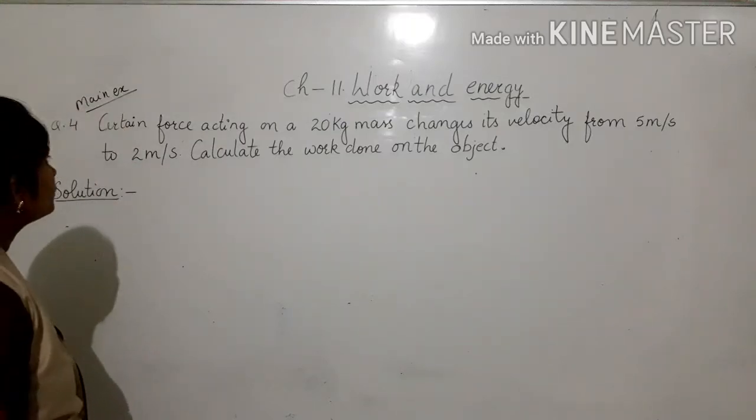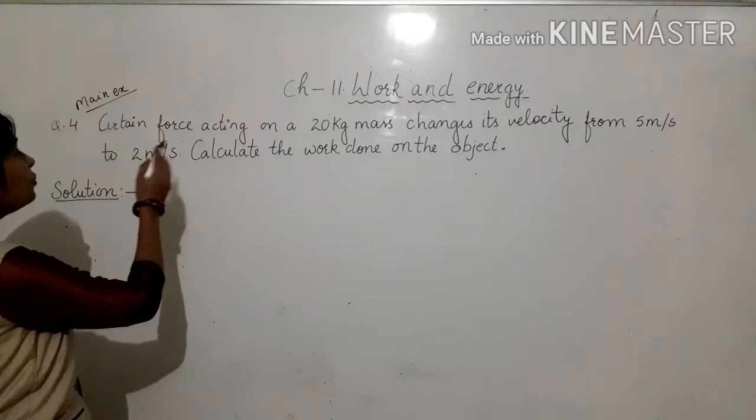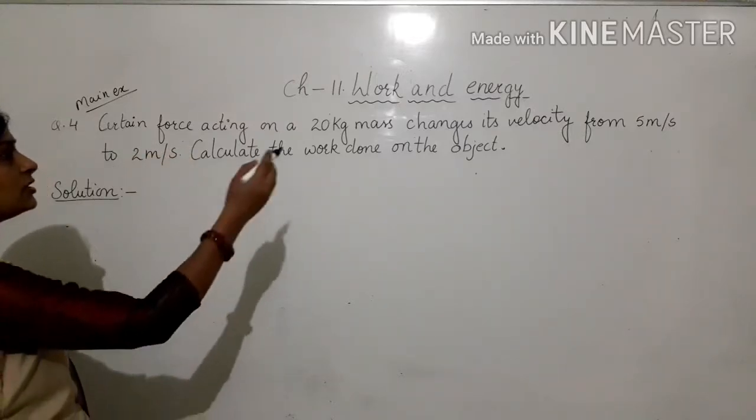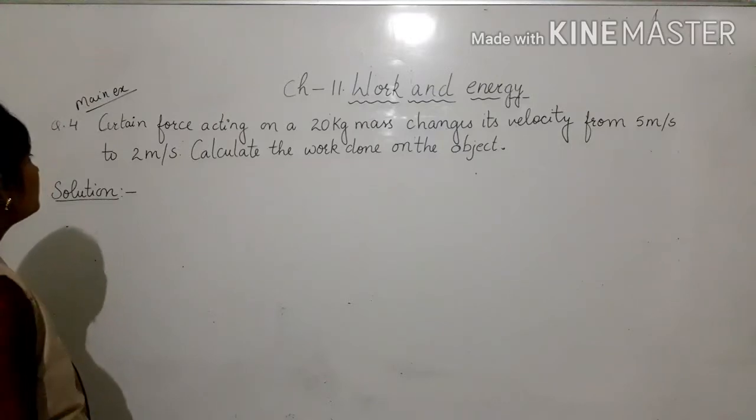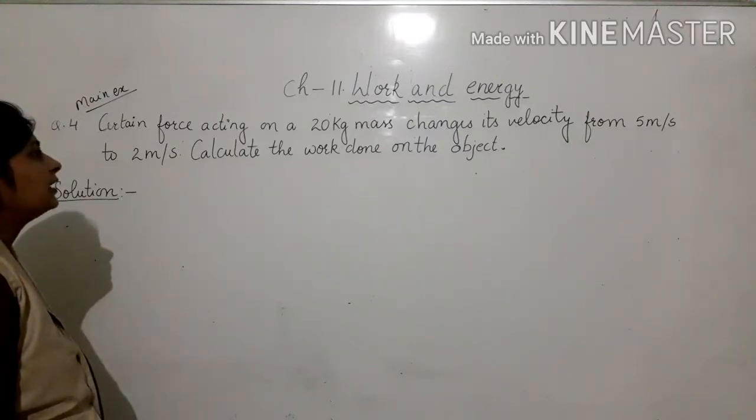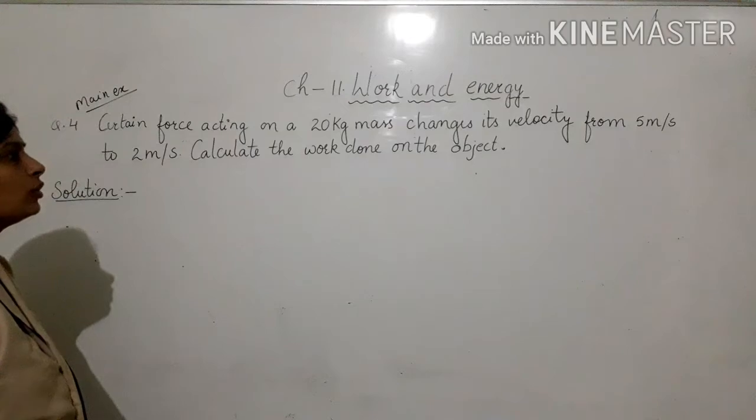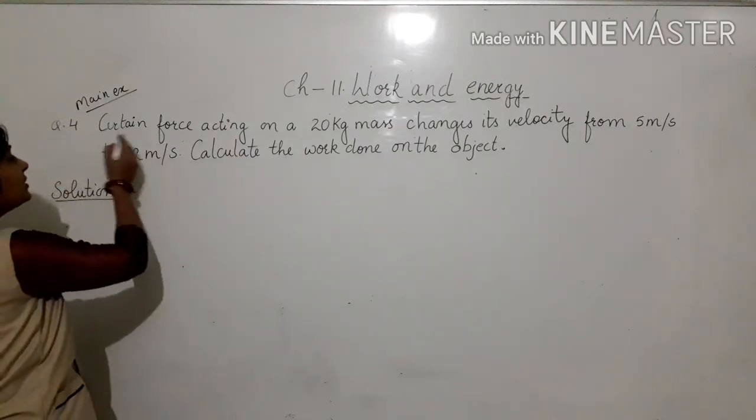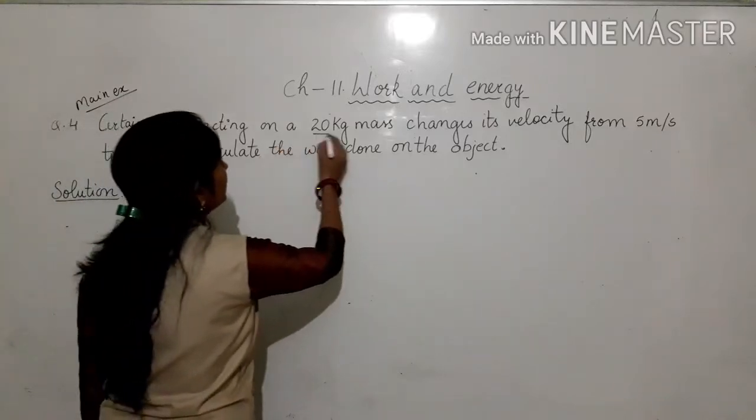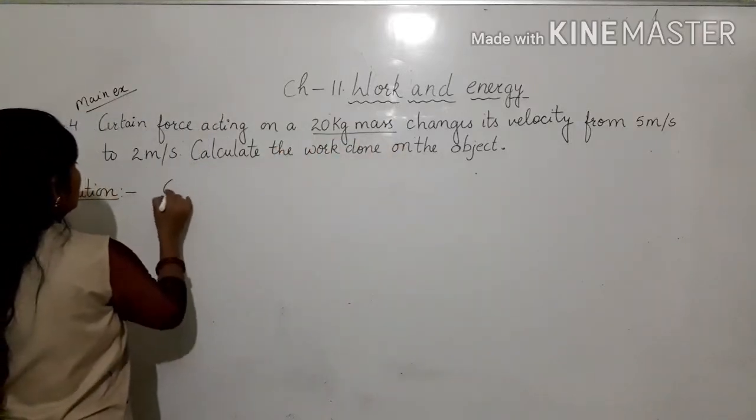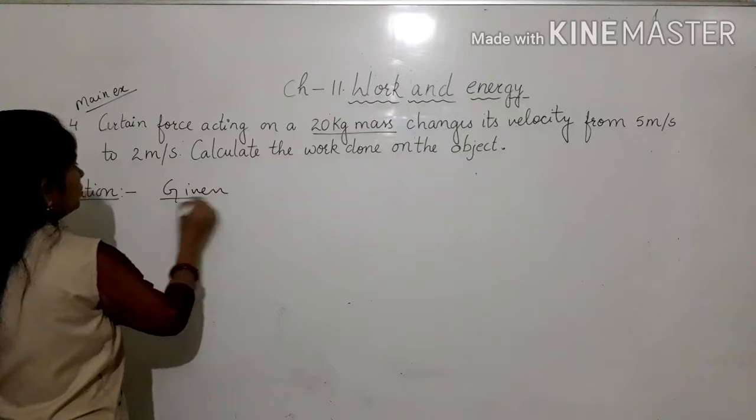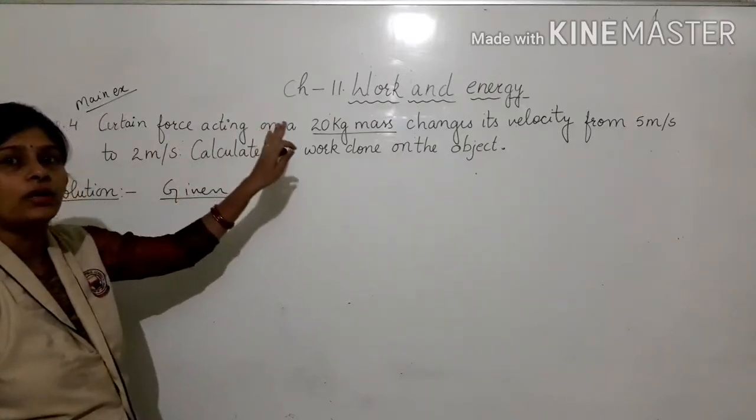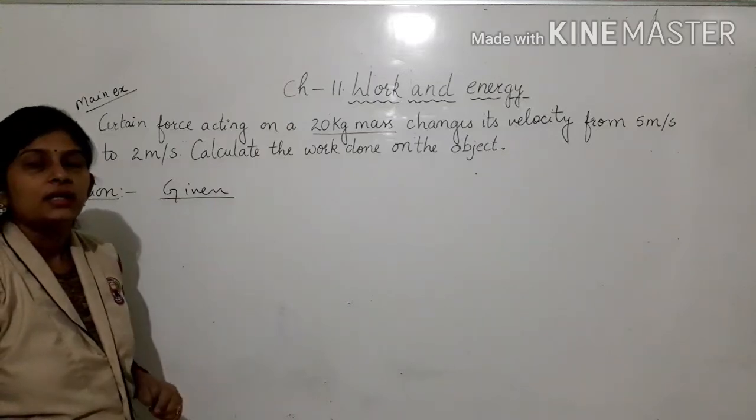Question number 4 says that a certain force acting on a 20 kilogram mass changes its velocity from 5 meter per second to 2 meter per second. Calculate the work done on the object. Now, what is given in the question? There is a certain force acting on a 20 kilogram mass.